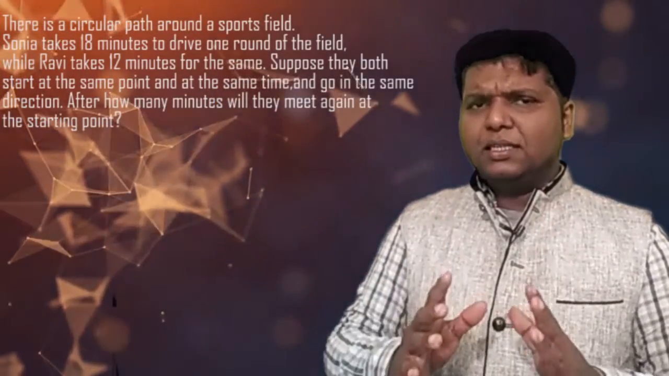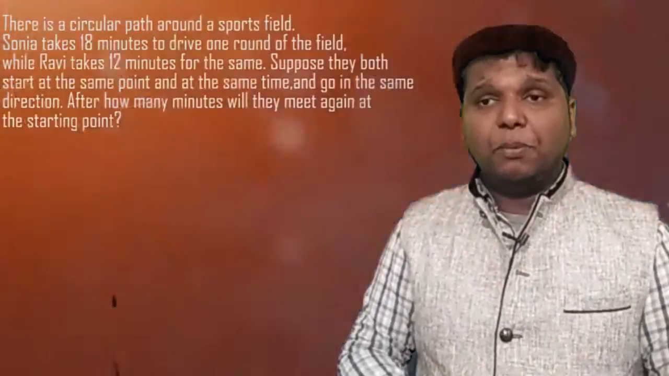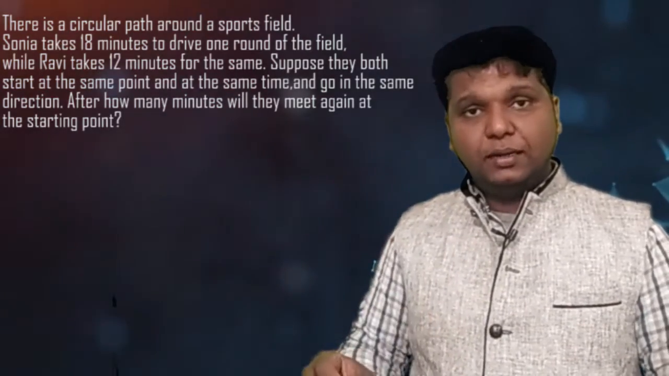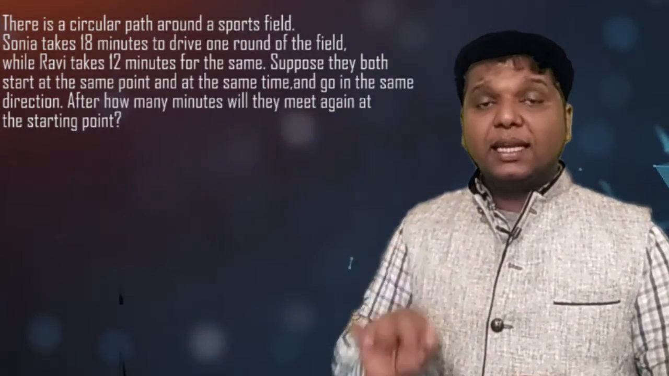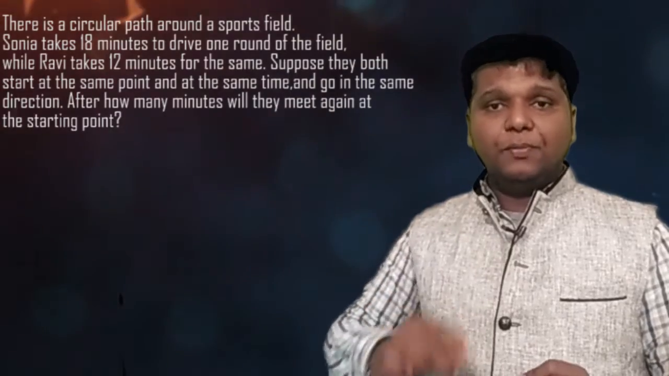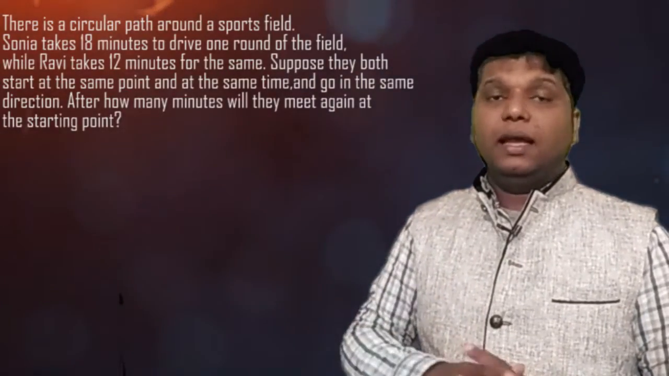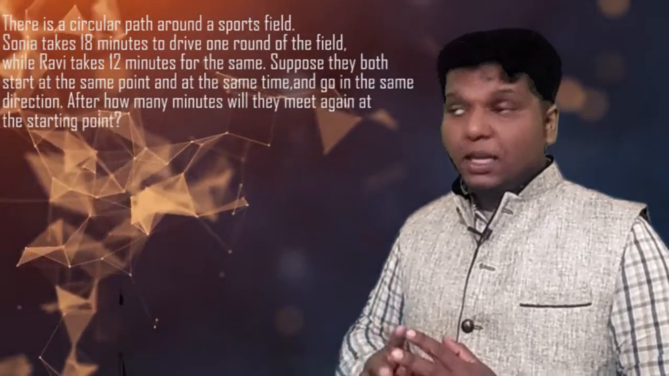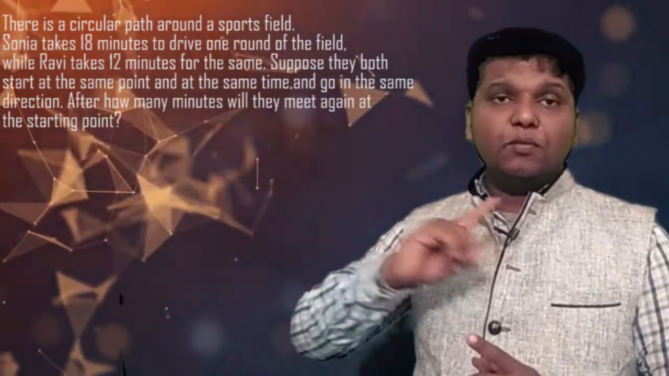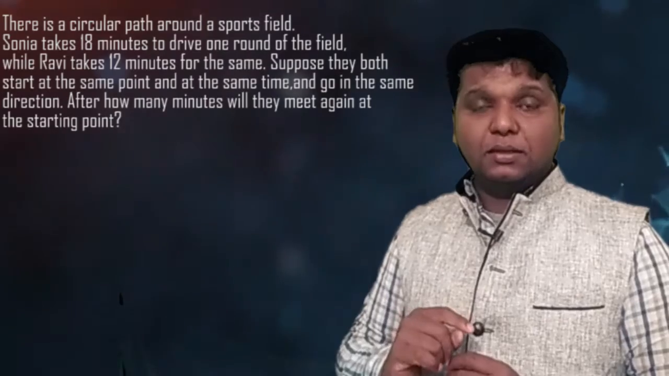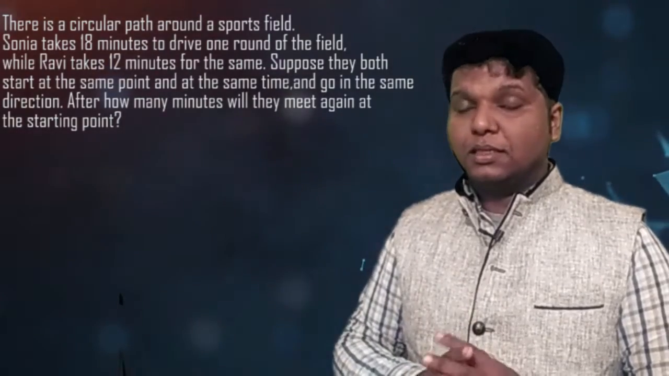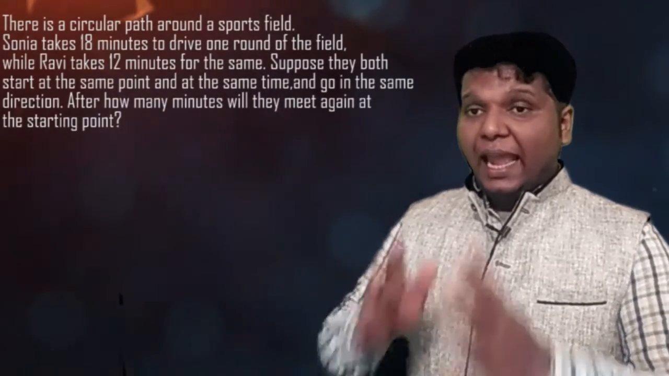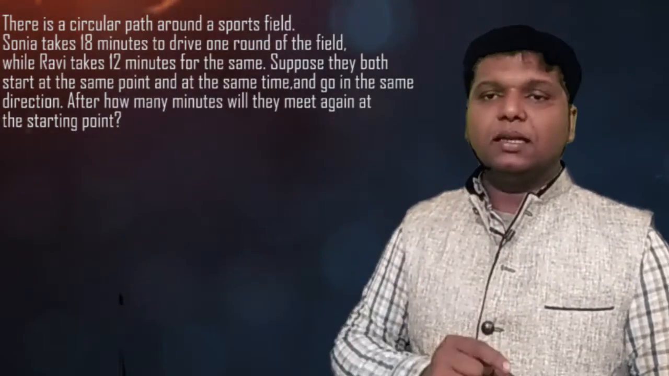So imagine here, what is the question? There is a circular path around a sports field. Keep that in your mind. Sonia takes 18 minutes to drive one round around this field. So there is a girl, her name is Sonia. If she wants to take one round around this path, how much time does she need? She needs 18 minutes to complete one single round.